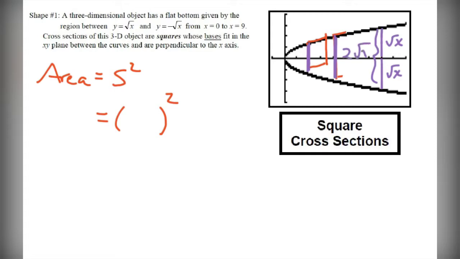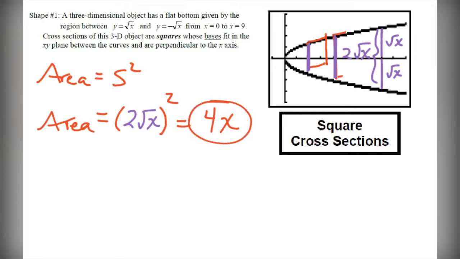Now, 2 root x is the length of the side, and that's what I'm going to substitute into my little formula. We can see now that our formula starts to simplify. In other words, I can express it as 4x. And the key here is to understand that we now have a formula for the area of a cross-section, and that formula is represented by 4x.